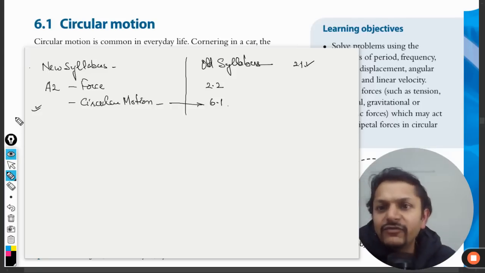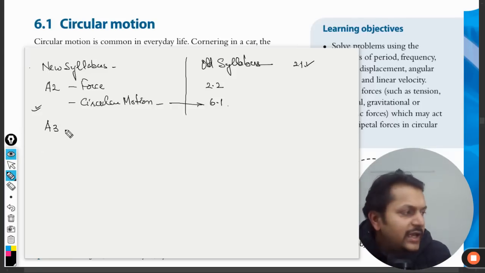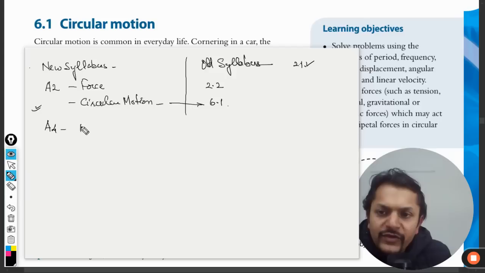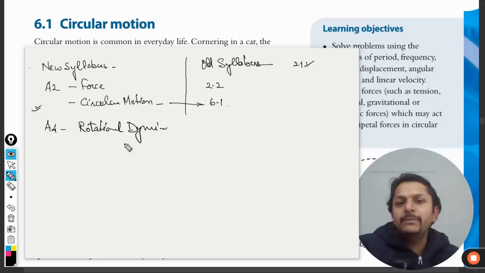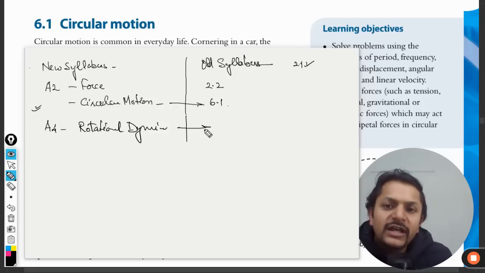Now, why have they done it? Because topic A3, I think A3 is momentum, A4. So in topic A4, we are going to discuss rotational dynamics. This is what we are going to discuss. And in the old syllabus, rotational dynamics was only covered in optional B, which is engineering physics.